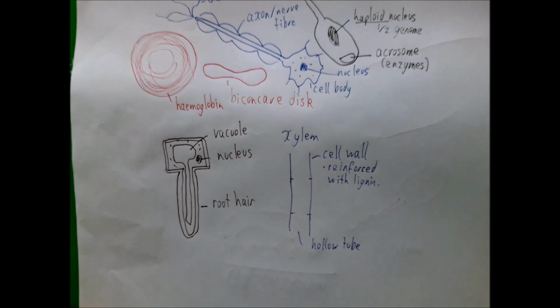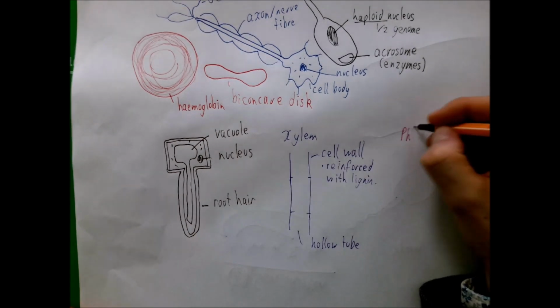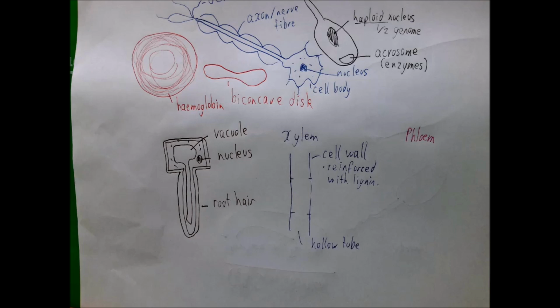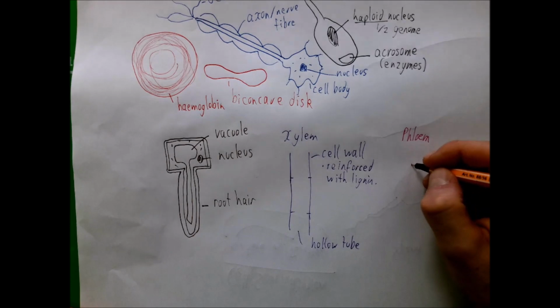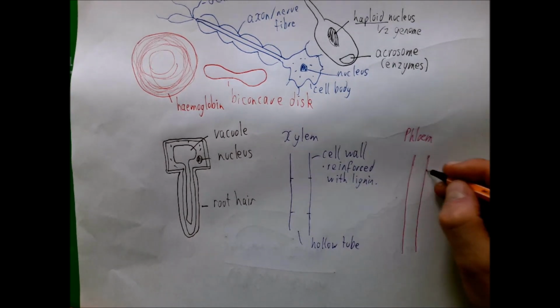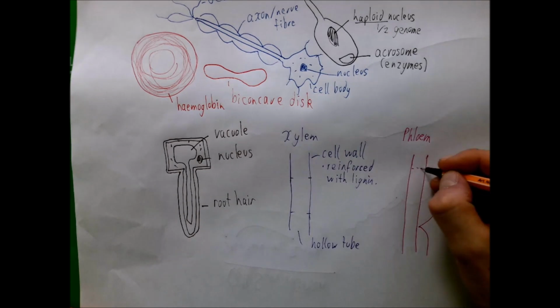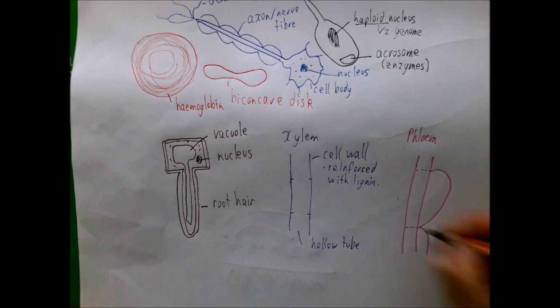And finally, the last plant specialised cell we're going to talk about is the phloem. The phloem goes alongside the xylem as a specialised vascular tissue. The phloem transports sugars and amino acids around the organism of the plant. In contrast to the xylem, the phloem is made up of living cells.